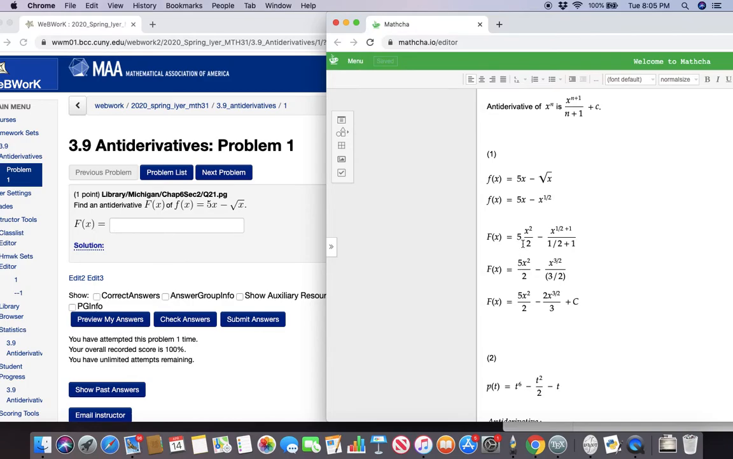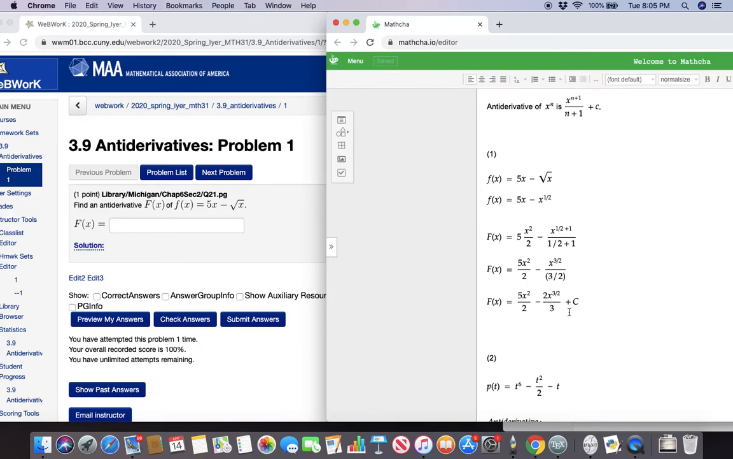What did I do here? 5 is nothing but 5 over 1. So 5 multiplies x squared, 1 multiplies 2 to give you 5x squared over 2, right? Lastly, division by a fraction is multiplication by its reciprocal. What is the reciprocal here, guys? 2/3. So 2 multiplies x to the power 3 halves up there and the 3 remains down there.